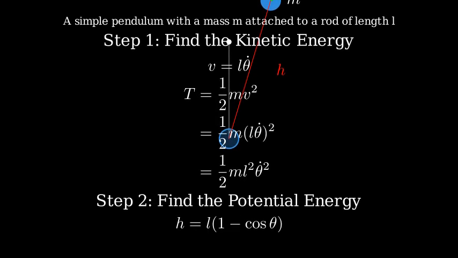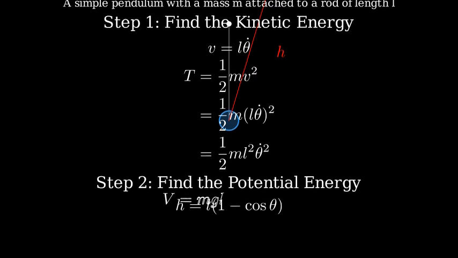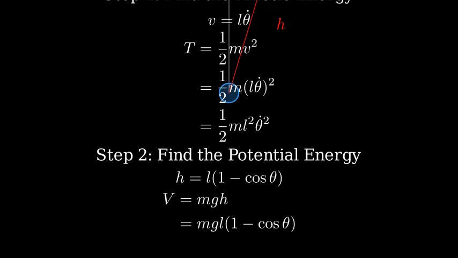Step 2. Now, let's find the potential energy. We'll set the potential energy to 0 at the lowest point of the pendulum. The height h above this lowest point is L times (1 minus cosine theta). So, the potential energy V equals mgh, which gives us mgL times (1 minus cosine theta).